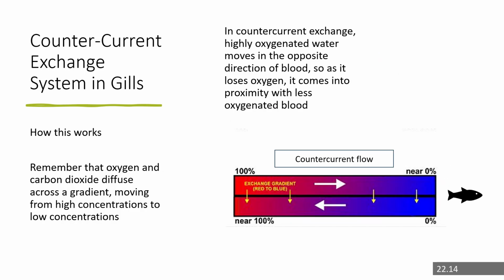So to make this process more efficient, in most gilled animals, the blood flows in the opposite direction as the water. This way, the most oxygenated blood is in contact with the most oxygenated water, so diffusion will occur across the whole area. As the water loses oxygen, it comes in contact with deoxygenated blood. So we have diffusion happening all along this pathway. This way, the animal can extract all or most of the oxygen in that water as it passes over the gills.